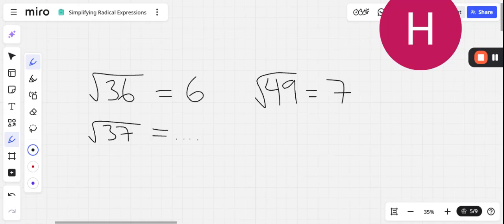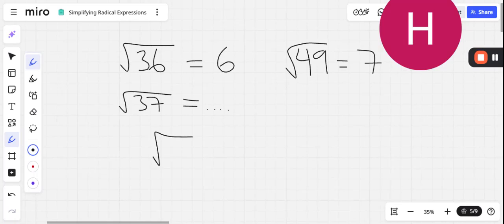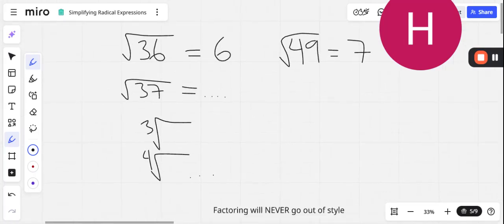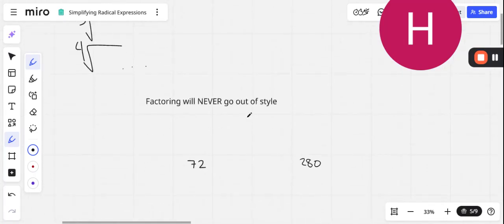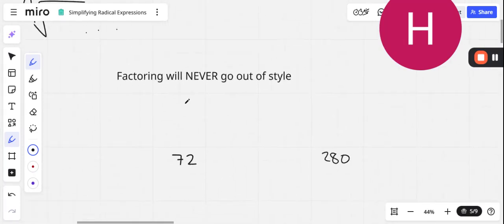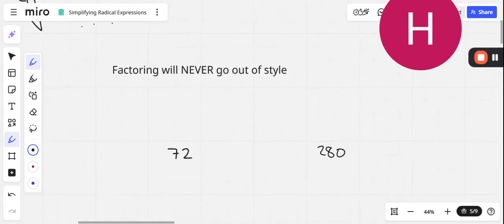So this seems really basic, but we're going to look at some higher powers of roots soon. We're going to look at things like cube roots and fourth roots and even potentially other types of roots. Maybe not in this video. That might be too much. But we're going to start off with the basics. The basics are factoring. Factoring will never go out of style. I want to make that very clear.